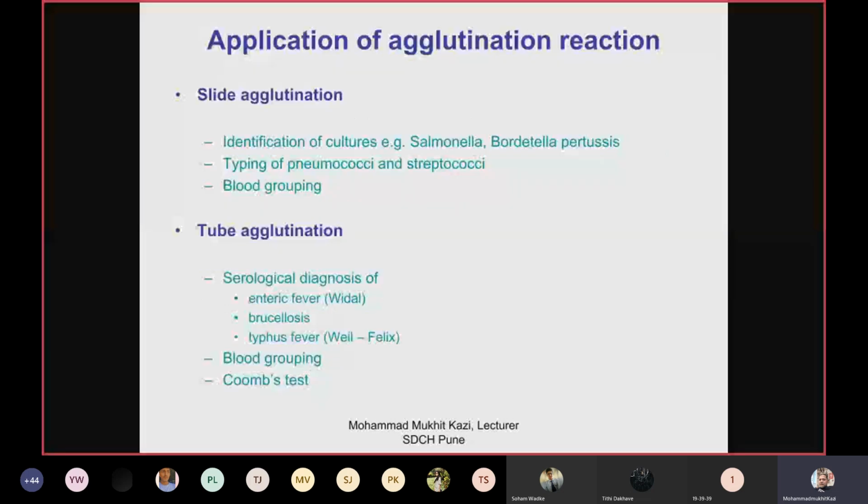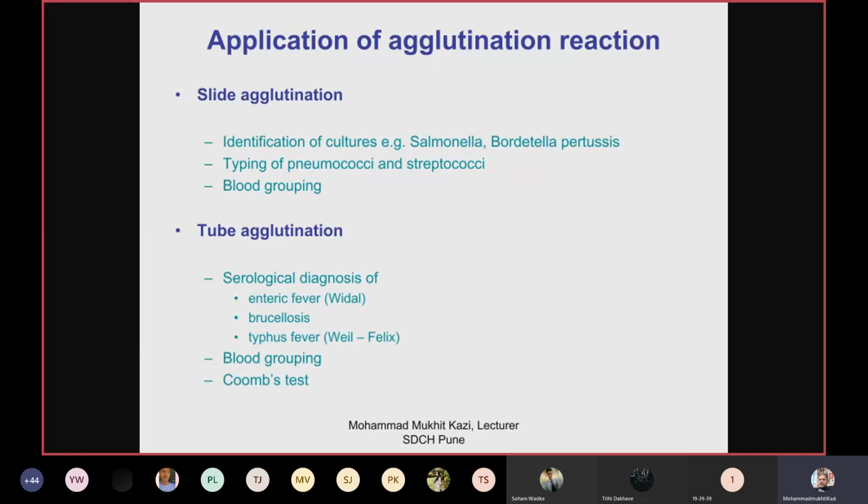Now, the different applications of agglutination reaction. Slide agglutination is useful for identification of various cultures like Salmonella, Bordetella, etc. It can be used for typing of pneumococci and streptococci. These are the examples of slide agglutination. And of course, blood grouping can also be performed with the slide agglutination test.